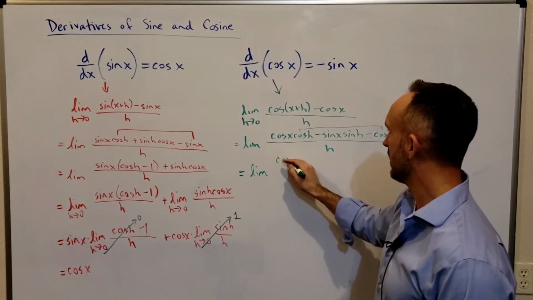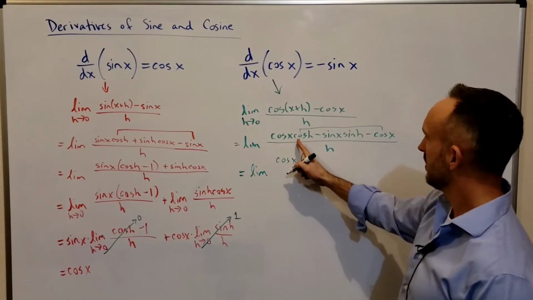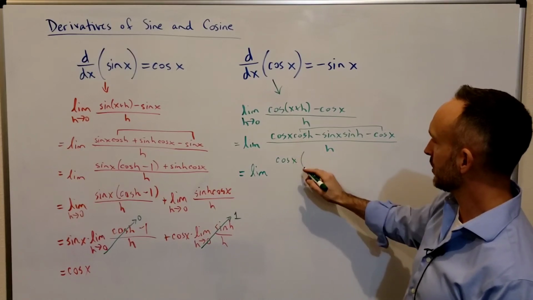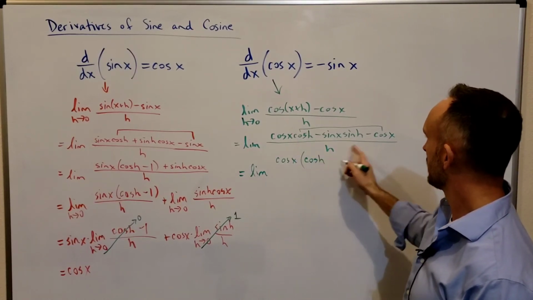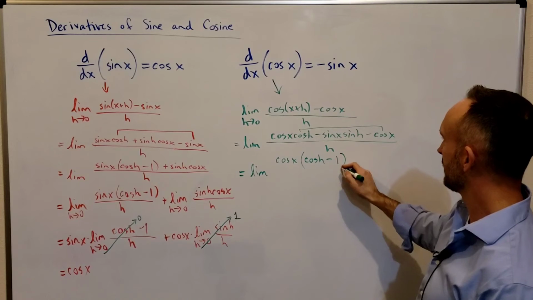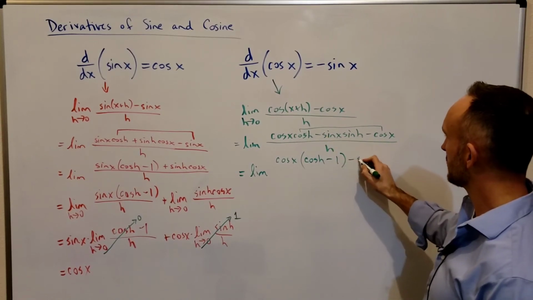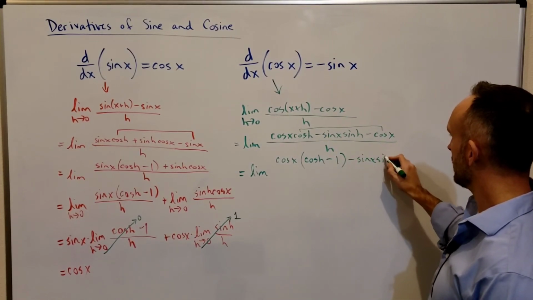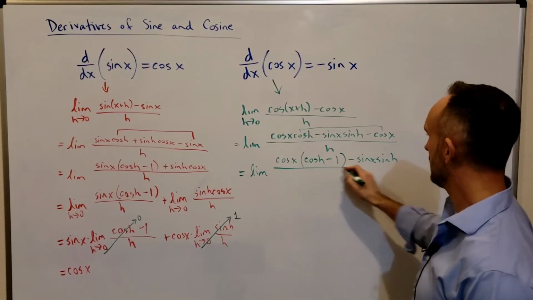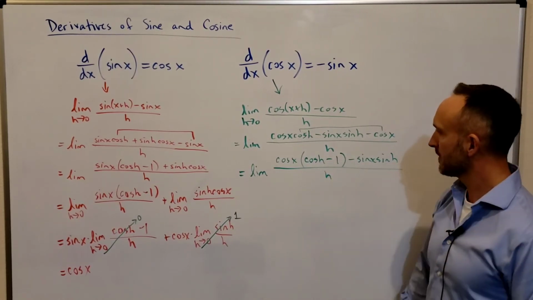So I've got cosine x. Here I'm left with a cosine of h. Here I'm left with a minus 1. And then I'll copy down my minus sine x sine h. And that's all over h, okay?